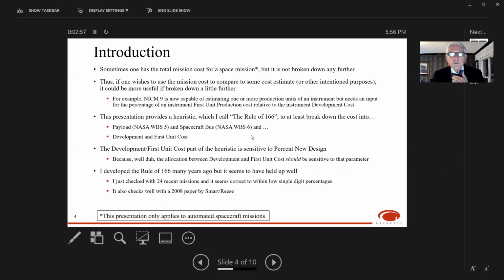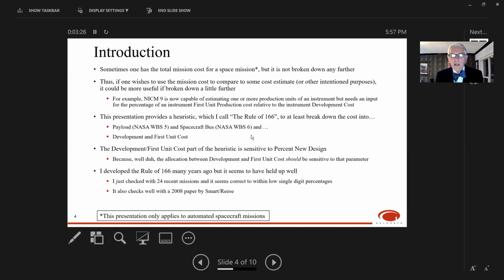So where did this rule of 166 come from? Well, I developed this rule many years ago, I think in the mid-1990s, and it's held up well, actually surprisingly. I just checked it against 24 recent missions, and it seems to still be correct within single-digit percentages. And it also checks well with the paper written by the Gallerath chief scientist, Dr. Christian Smart, and a co-author, Gail Reese, back in 2008.